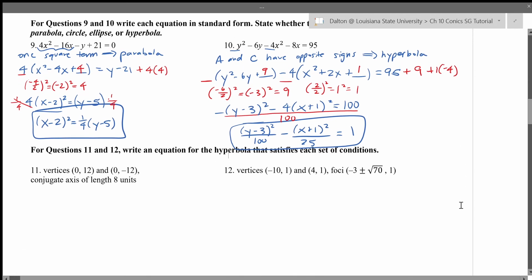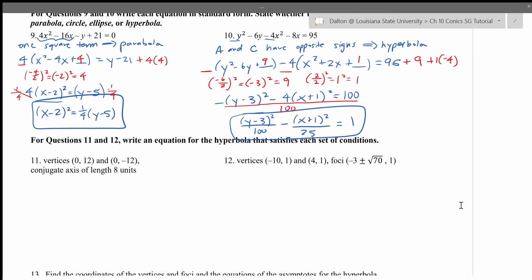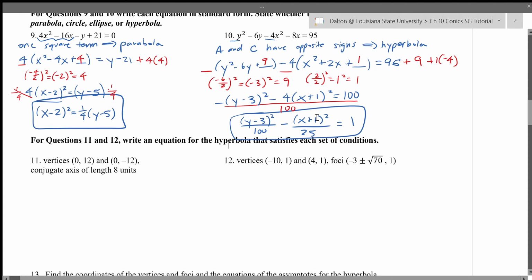Number 11 and 12 say write an equation for the hyperbola that satisfies each set of conditions. So I've got a hyperbola going on, and they tell us some information, and we have to use that information in order to write the equation. So we just did a hyperbola in number 10. So we know that one of your terms is squared minus the other term, which is also squared, and must equal 1. So we need h and k. That's going to give us the center point. And then we need a and b, and those are going to be our denominators once we square them.